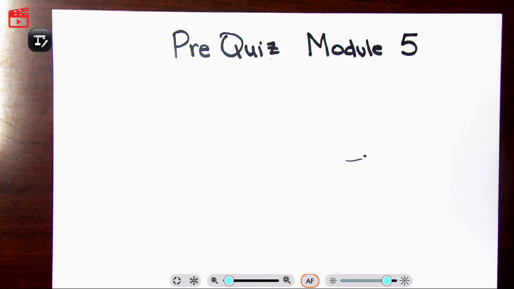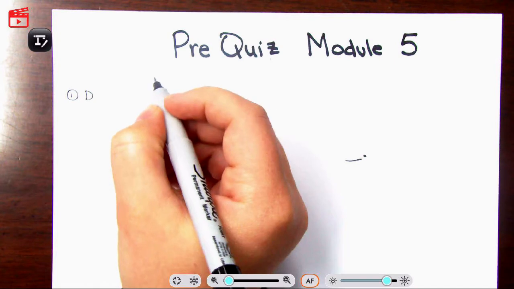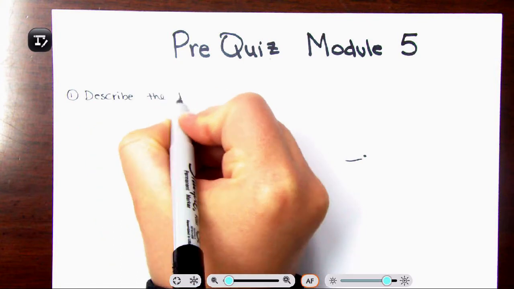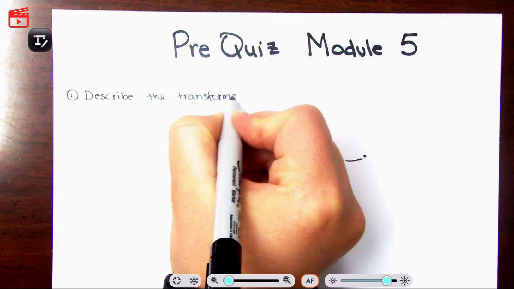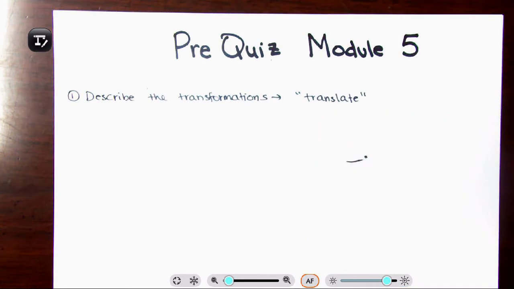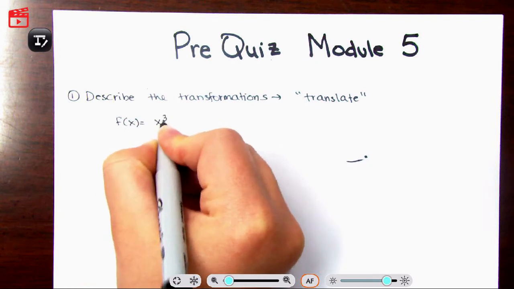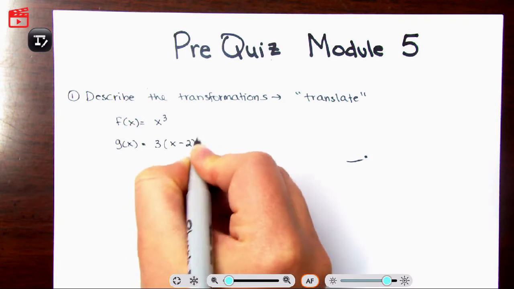Now, number 1 says, describe the transformations necessary to transform the graph f of x into g of x. So whenever you see describe the transformations, what that means is translate the math into English. For example, they give us f of x is equal to x cubed, and then we have g of x is equal to 3 times (x minus 2) cubed.